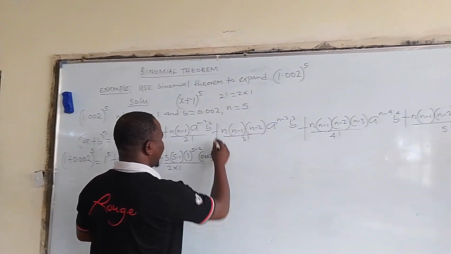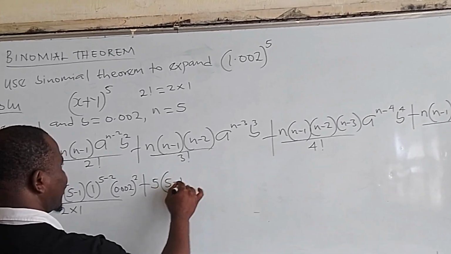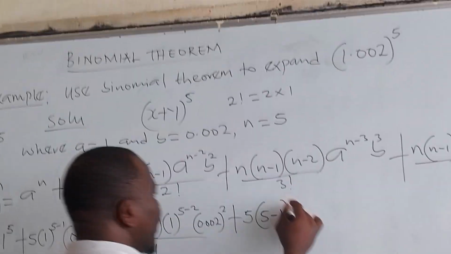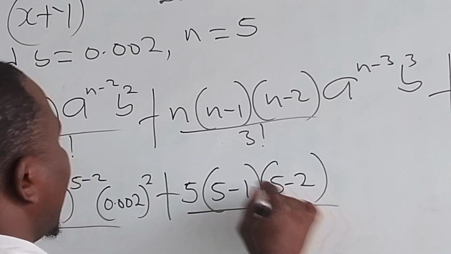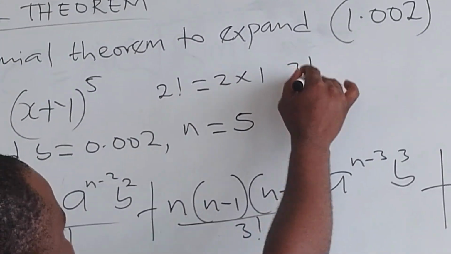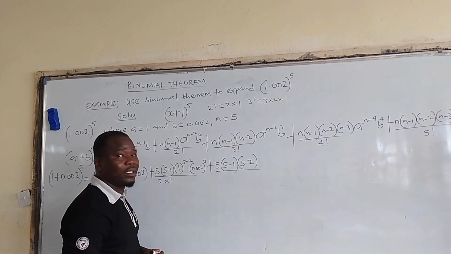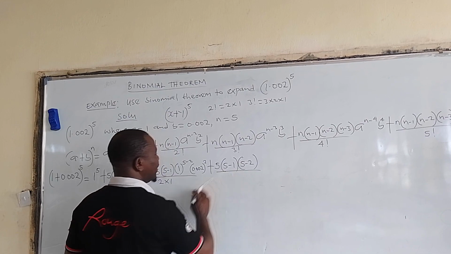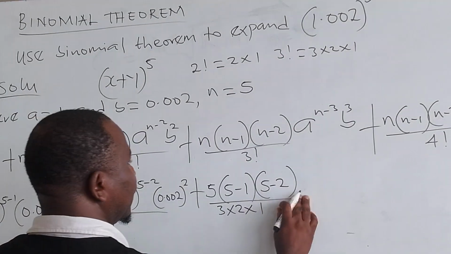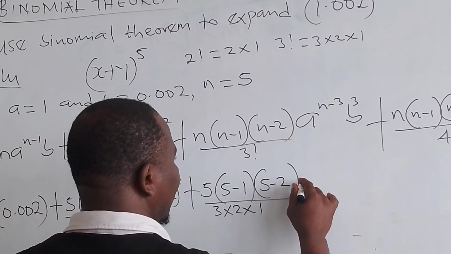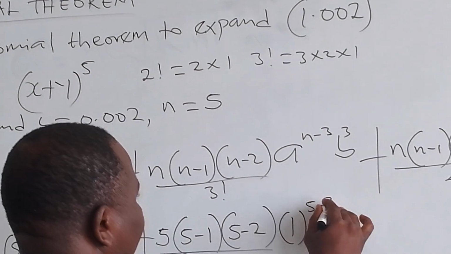So here is 5 because your n is 5, all in bracket 5 minus 1. Is that clear? Then all in bracket 5 minus 2, all over, I told you the other time, 3 factorial is the same as 3 times 2 times 1. So here is 3 times 2 times 1. Then our a is 1, 1 raised to the power of 5 minus 3.